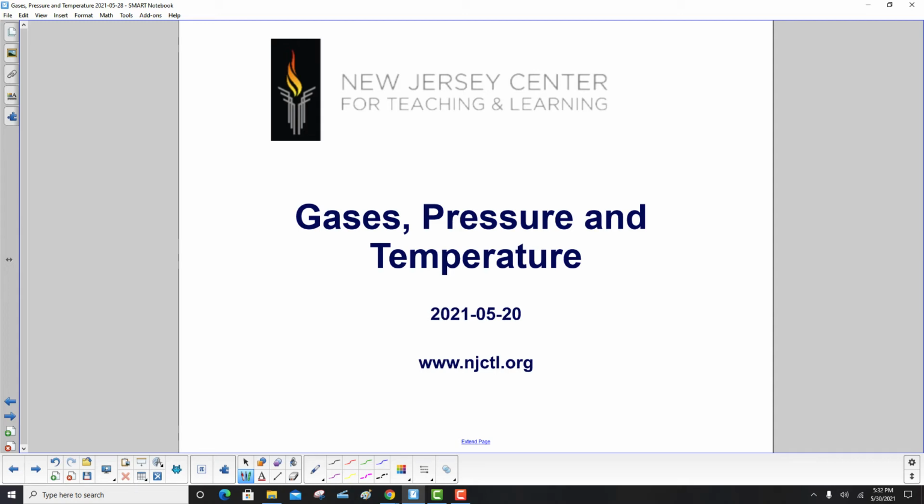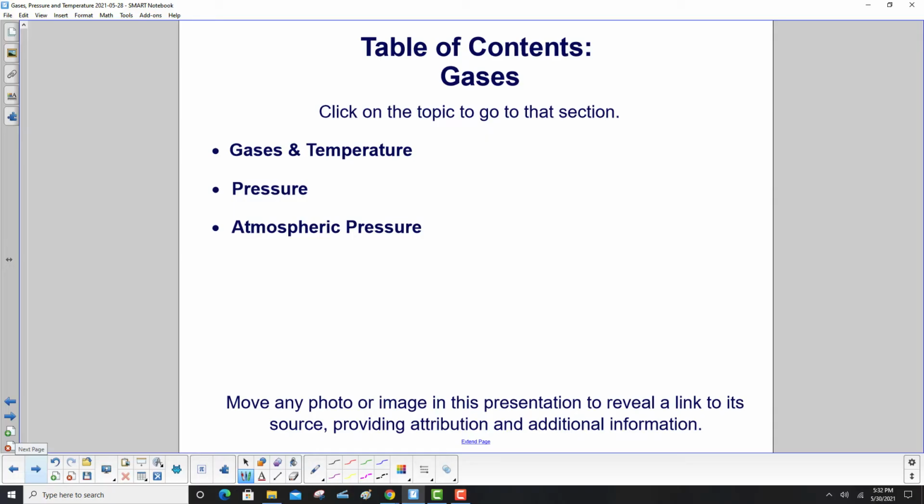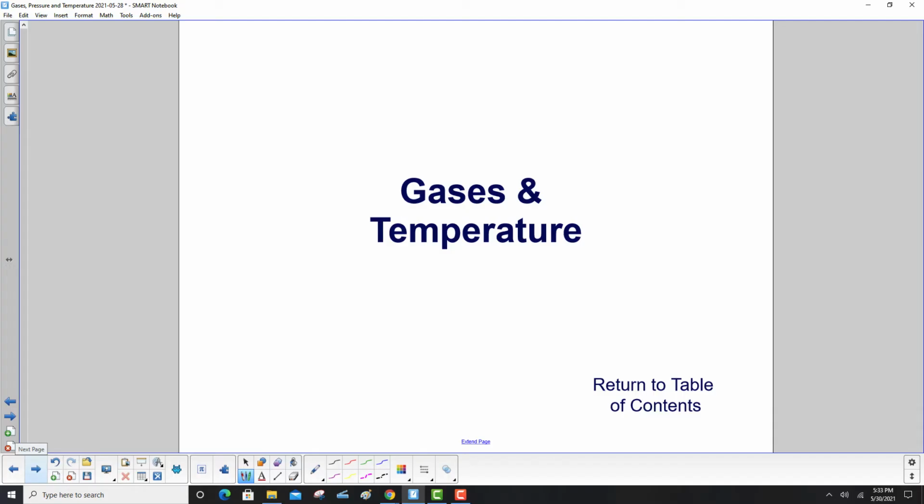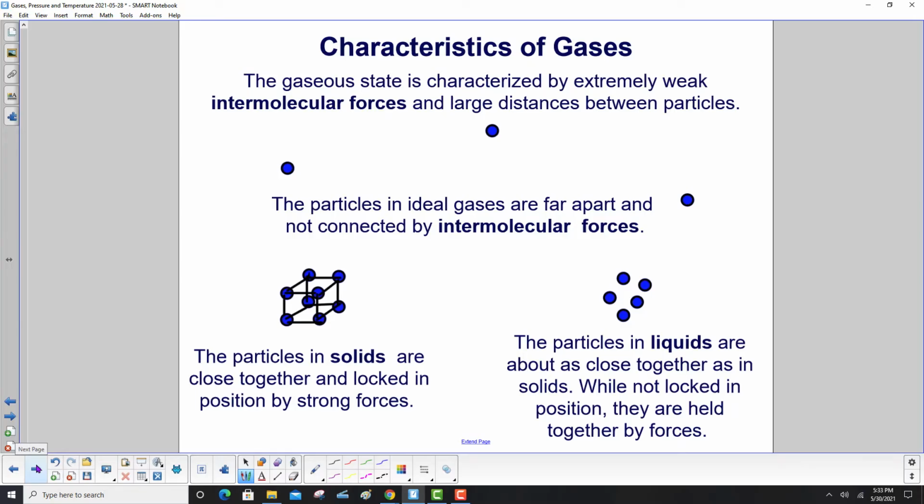Gases, pressure, and temperature. We'll start with gases and temperature, then focus on pressure, and then atmospheric pressure. Gases and temperature. The gaseous state is characterized by extremely weak intermolecular forces and large distances between particles.